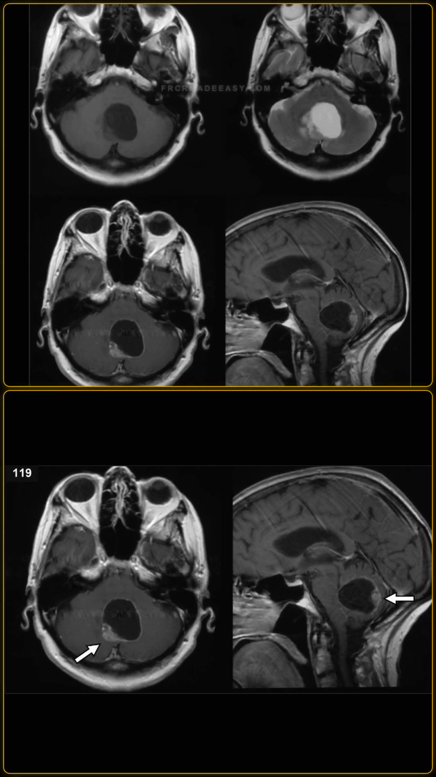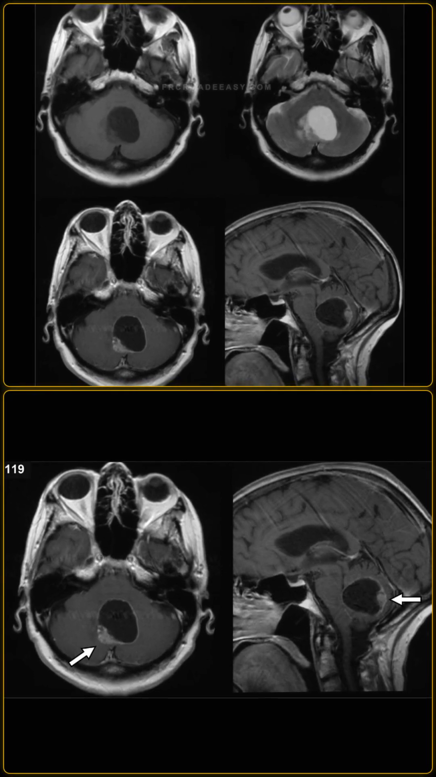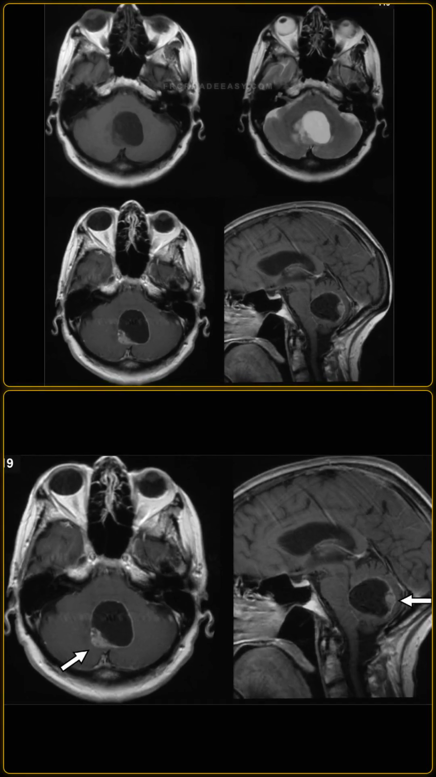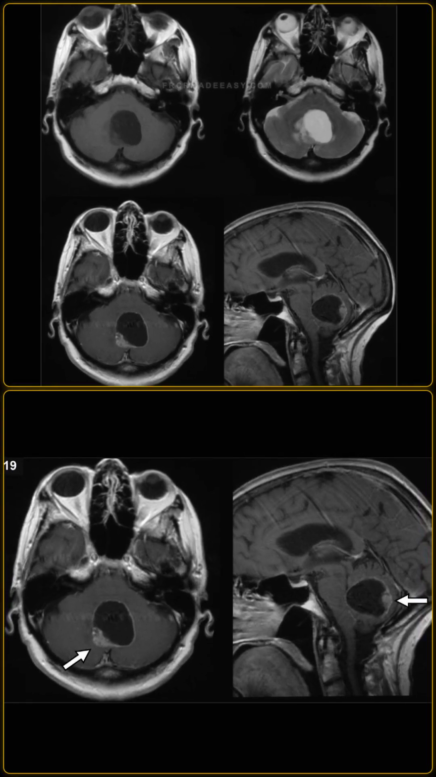In that case, the primary treatment for a symptomatic cerebellar hemangioblastoma is surgical resection of the enhancing mural nodule, which is curative. It is not necessary to resect the entire cyst wall, as the cyst fluid is produced by the mural nodule and will regress after nodule removal.